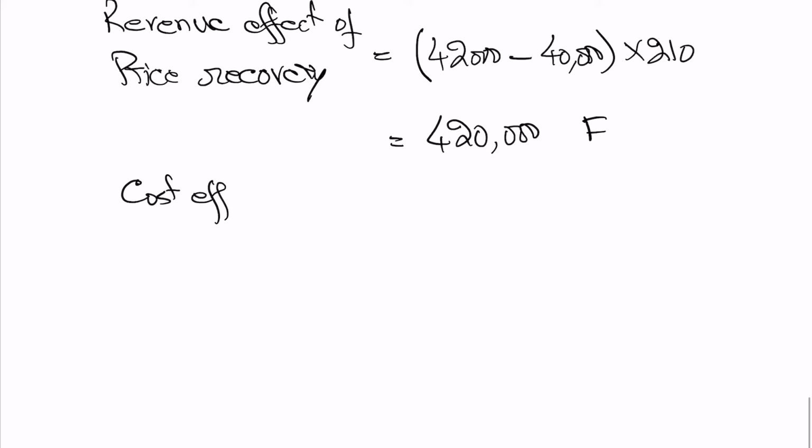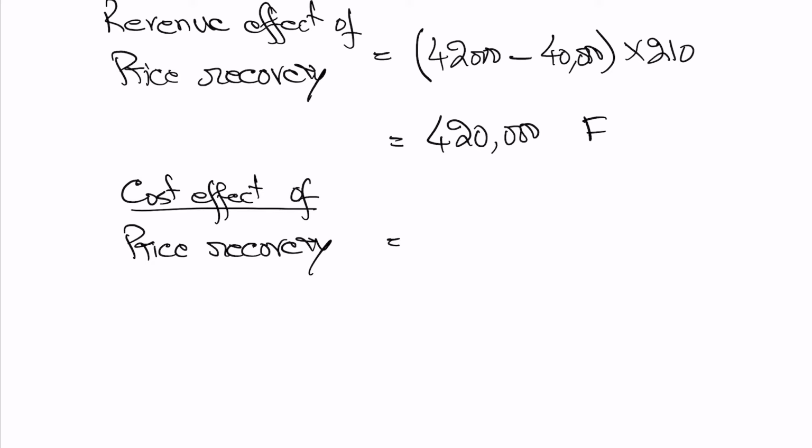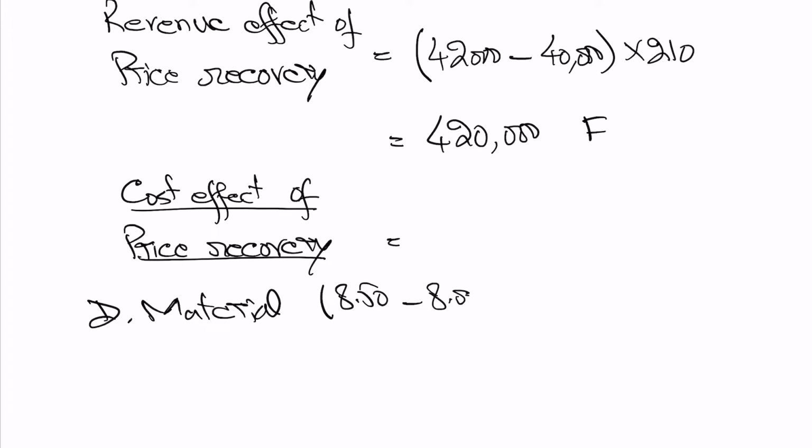Cost effect of price recovery, and we see all the effects in this way. Direct material: we see 850 minus $8 into 315, so we get 157,500 unfavorable.